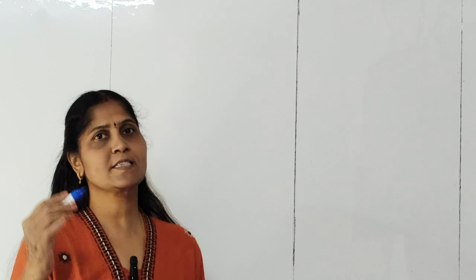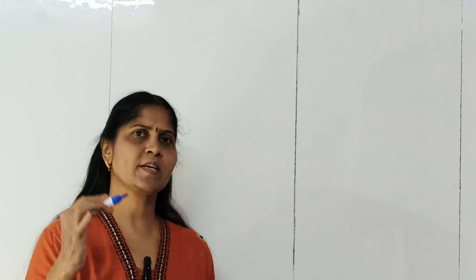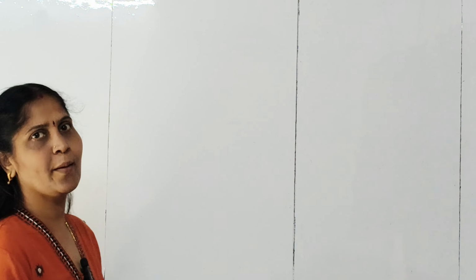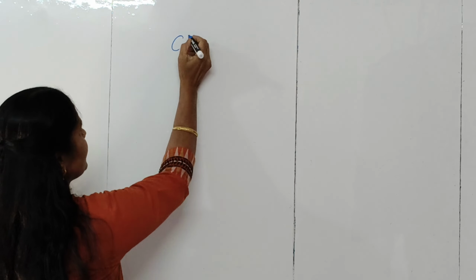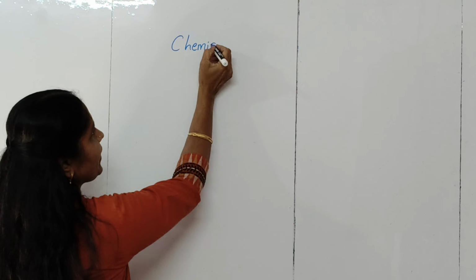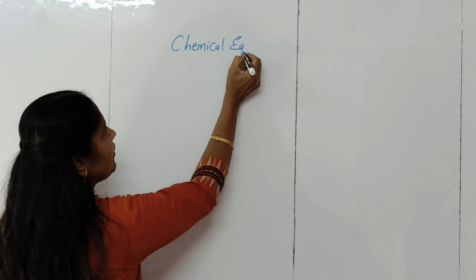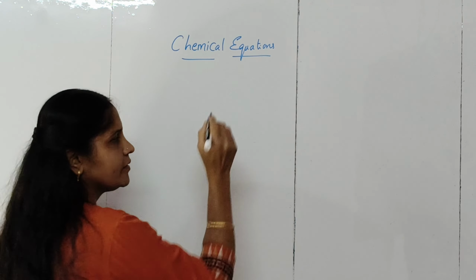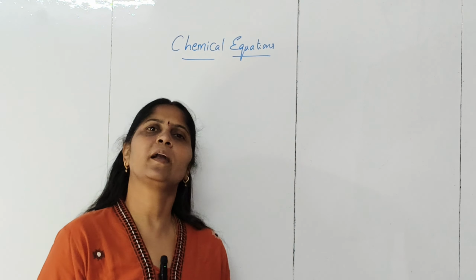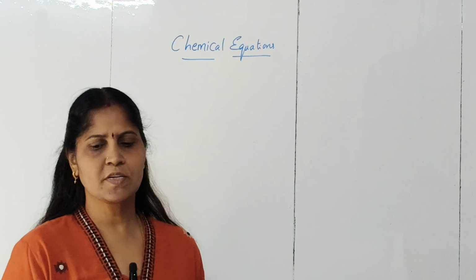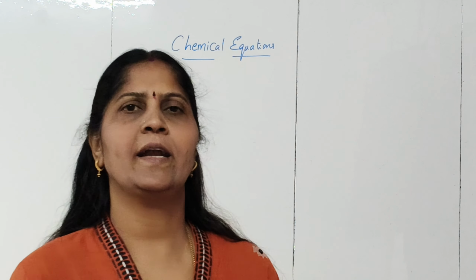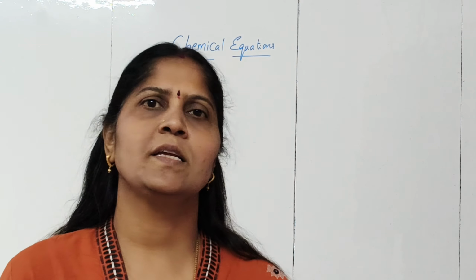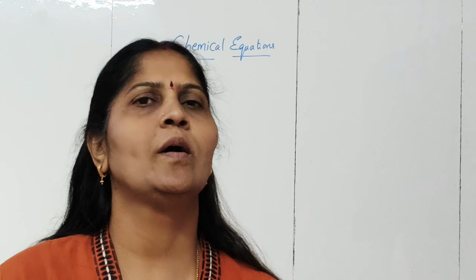In the last class, we discussed what chemical reactions are. So in today's class, let us learn quickly about chemical equations. Today we will learn what a chemical equation is and how we have to write it. Let us see what steps are involved and how a chemical equation is written.